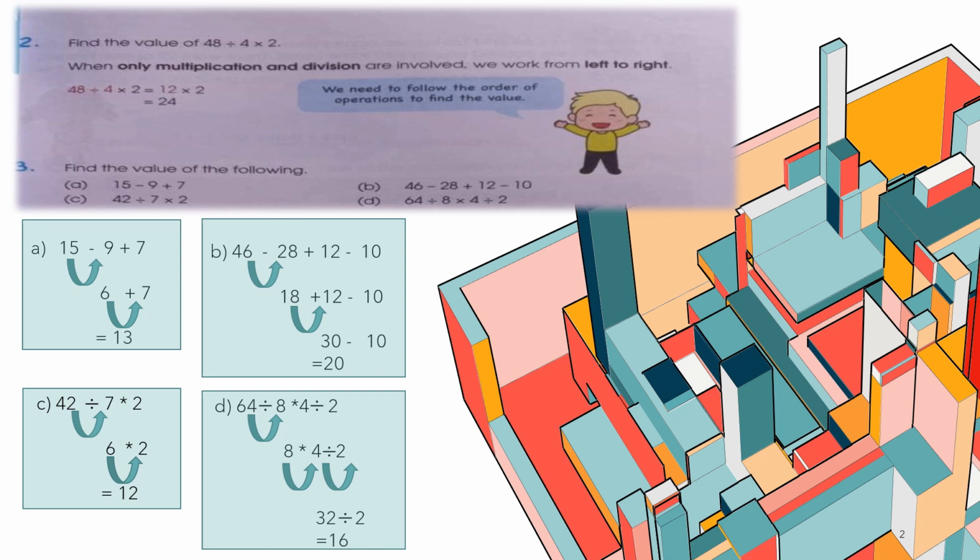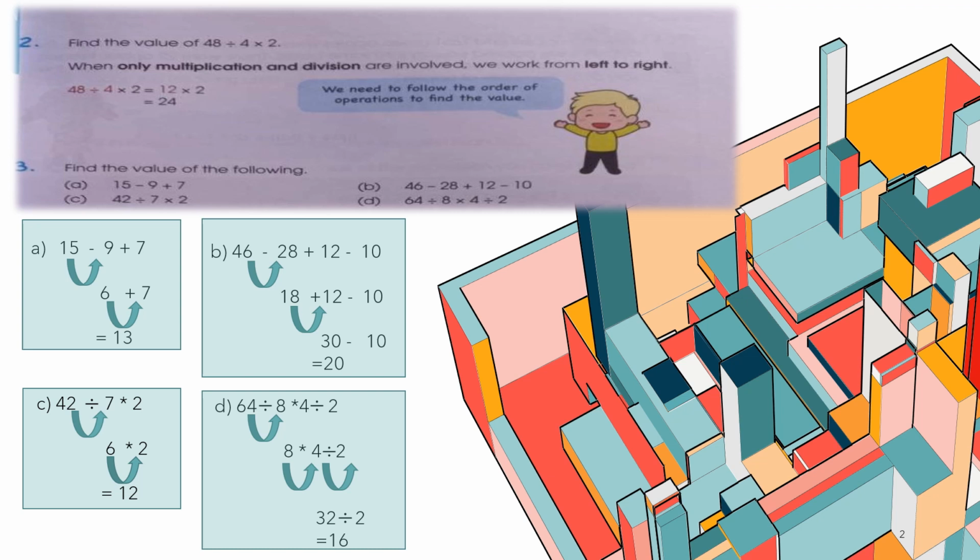In question number 3, we have to find the values of different parts. In part A, we have 15 minus 9 plus 7. This question only involves addition and subtraction, so we are going to solve from left to right. First we subtract 9 from 15, and our answer becomes 6. Then we add this 6 to 7, and the answer is 13.